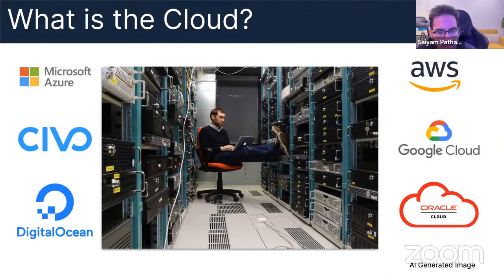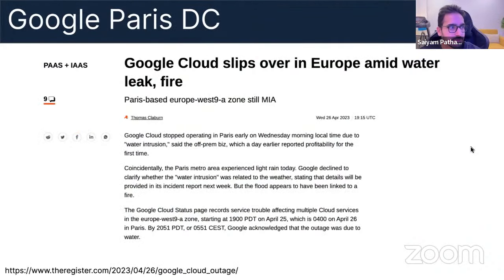And there are multiple cloud providers like Microsoft, Civo, DigitalOcean, AWS, Google, Oracle. They have their own data centers, and that has its own compute capacity which can run your workloads and its own set of services. So that's very simple what cloud is.